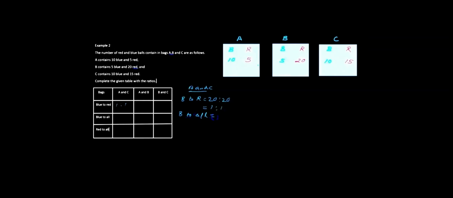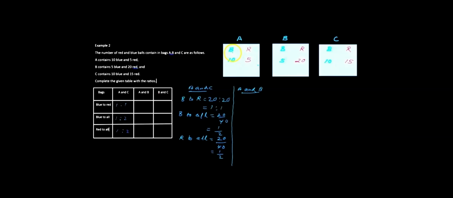Next go to cell 1 of the second row. In this we have to enter the ratio of blue to all in bags A and C. This is equal to 20/40, which is equal to 1:2. In cell 1 of the third row, the ratio of red to all in bags A and C should be entered. So red to all equals 20 to 40, which is equal to 1 to 2.